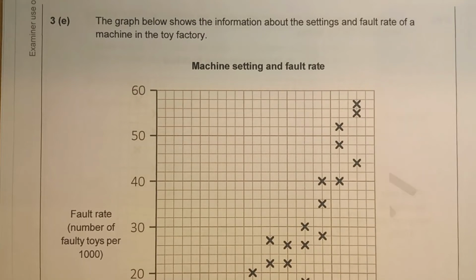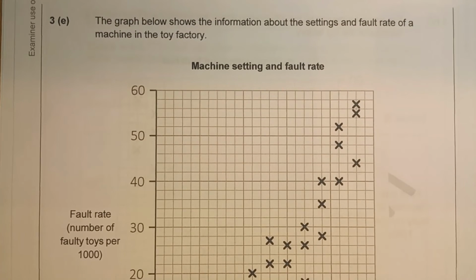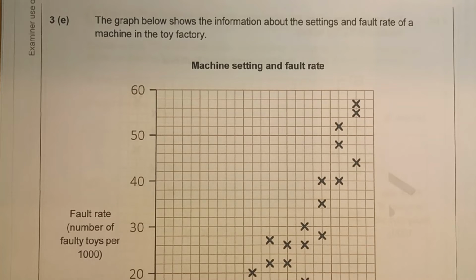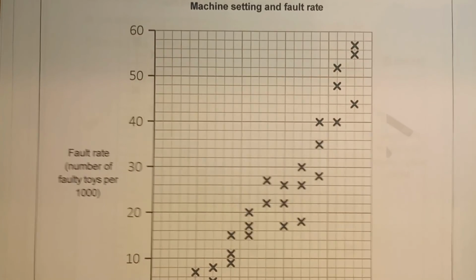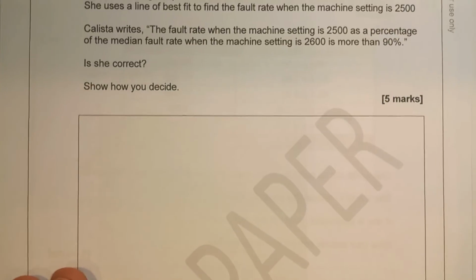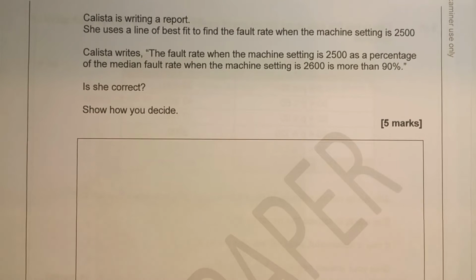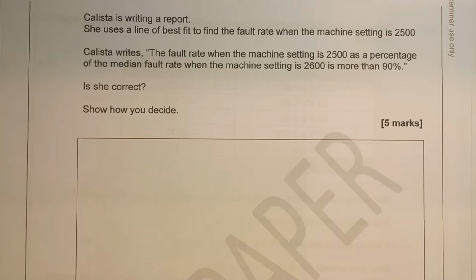So we've got the same graph again. The graph below shows the information about the settings and fault rate of a machine in the toy factory. Exactly the same graph, but we're going to get a different question now. Callista is writing a report. She uses a line of best fit to find the fault rate when the machine setting is 2500. Callista writes, the fault rate when the machine setting is 2500 as a percentage of the median fault rate when the machine setting is 2600 is more than 90%. Is she correct? Show how you decide.